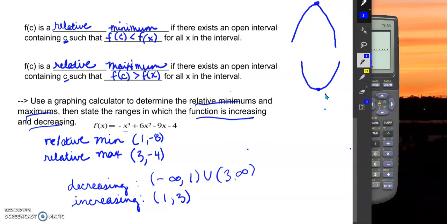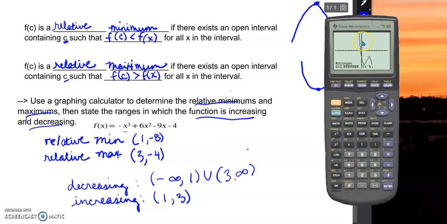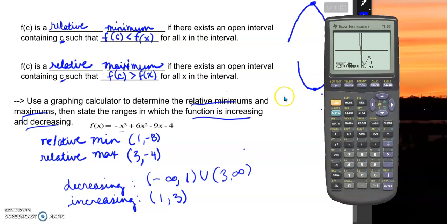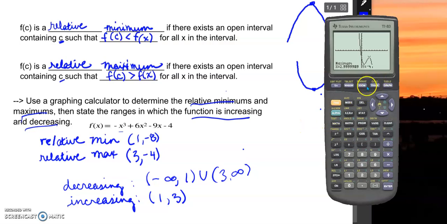So on your homework, you're going to have things similar to this where you're going to be asked to find just the relative min or relative max or both. You might also be asked to find the ranges where it is increasing or decreasing. So that is how you use your calculator to do that. Again, it is under the calc function. You're going to do second calc, and then you have to know whether you're looking for a min or a max, which would be either 3 or 4.